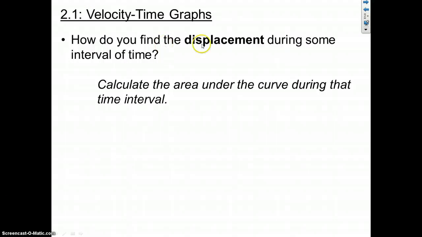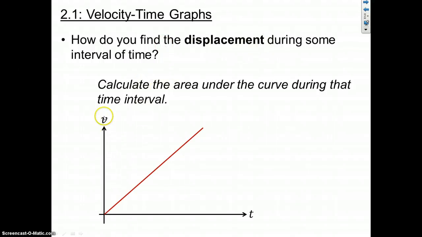So this is part 2 of a motion graphs video. In part 1, we looked at position time graphs and velocity time graphs, and the last thing we saw is that displacement can be calculated by finding the area under a velocity time curve. So here's a velocity time curve.